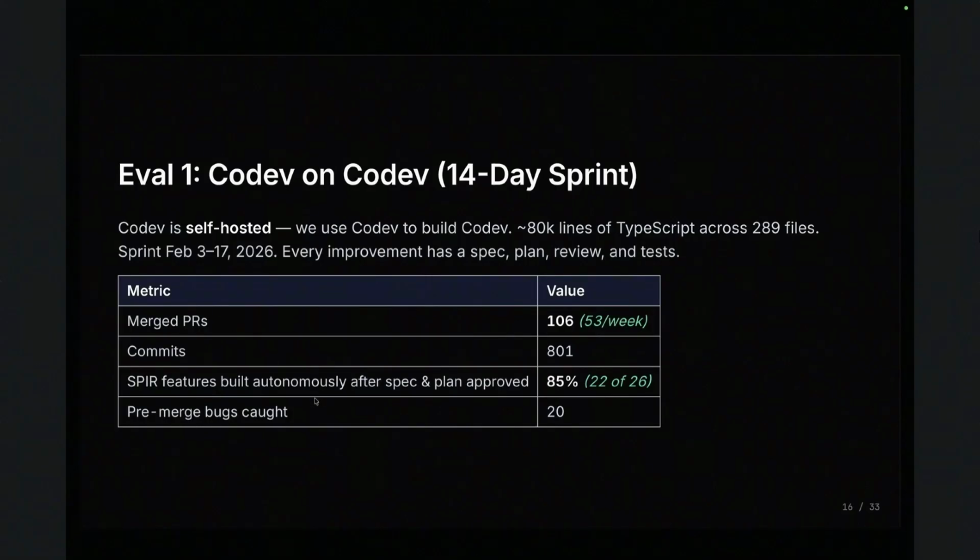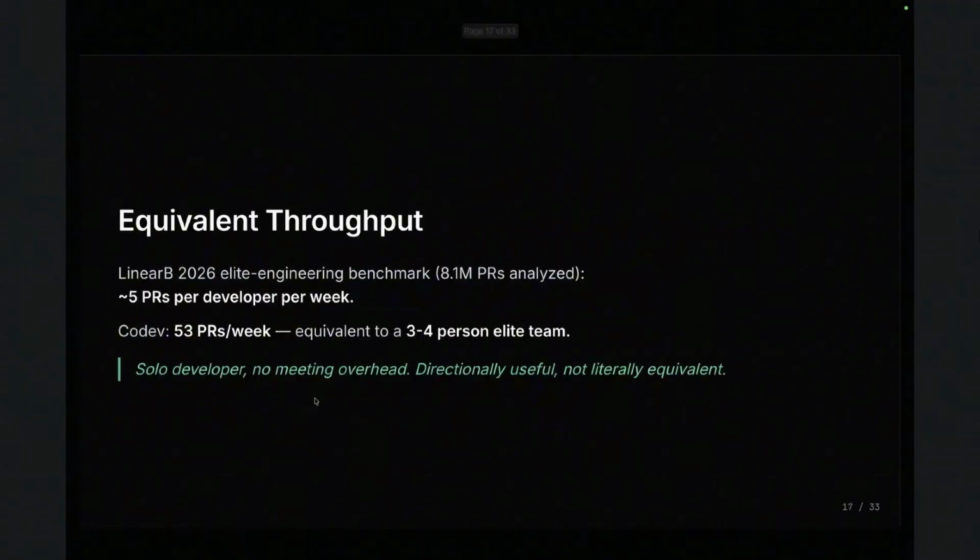So the way that it works is we have 4 stages: spec, plan, implement, review. And in the spec and the plan, the human is involved. And once the spec and the plan are agreed on, we go into basically autonomous mode, and it will run for a while until it eventually comes back to you for you to review the code. And 85% of the time, it was able to run that whole process all the way through. And as a result of that, the other good thing is we caught a lot of bugs in the pre-merge stage.